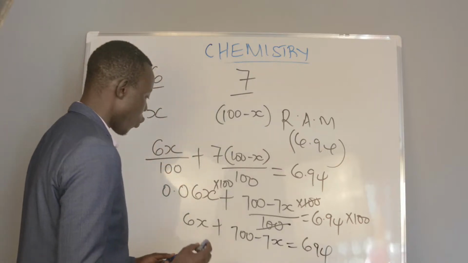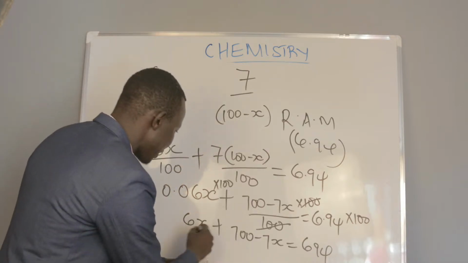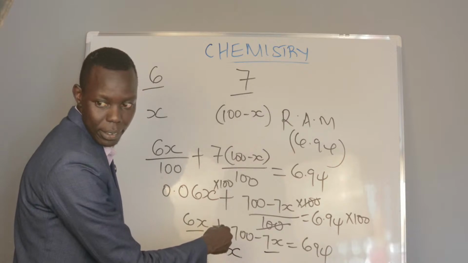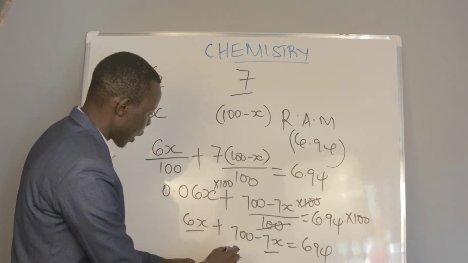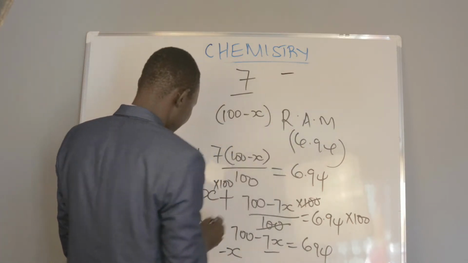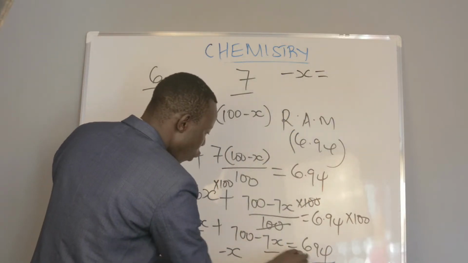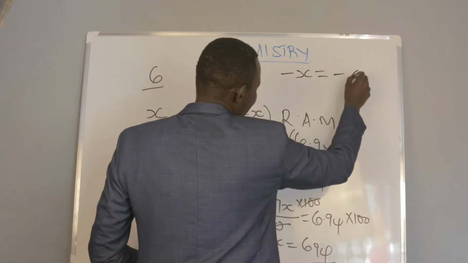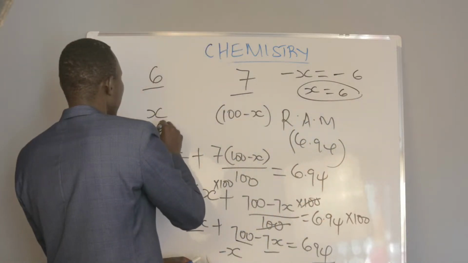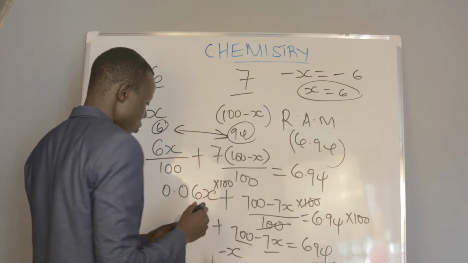Now you will get the value of x to be 6. Why? Minus 6x minus 7x, you get negative x. Is it visible down here, or should I write it up there? So here, you say 6x minus 7x gives negative x to be equal to 694 minus 700, which gives negative 6. So in short, x is equal to 6%. So if this one is 6, the other one will be 94, whereby when you add the two of them, you will get 100.